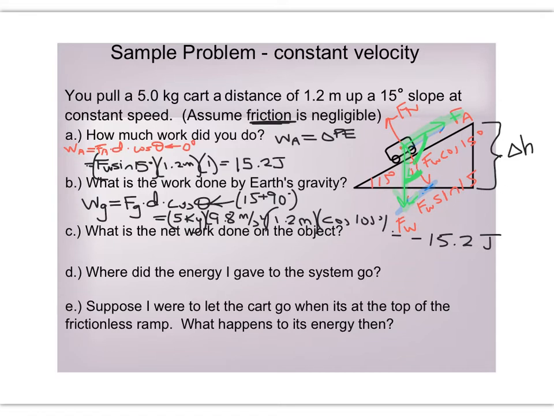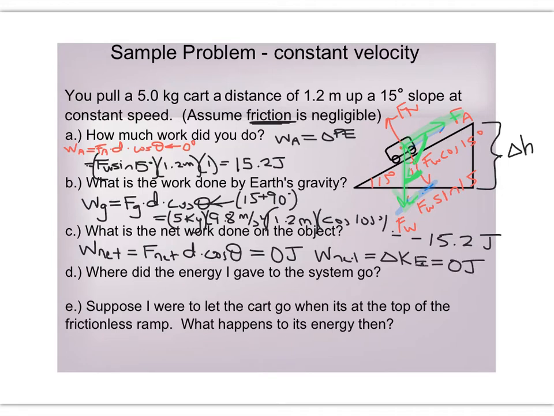It says, what's the net work done on the object? Well, there's two ways to think about it. The net work is the net force times distance times cosine theta. Actually, there's three ways to think about it. Number one, there's no net force, so that gives me 0. The other way to think of it is that the net work is the change in kinetic energy, and since we're not changing kinetic energy, we're staying at a constant speed, that gives me 0.